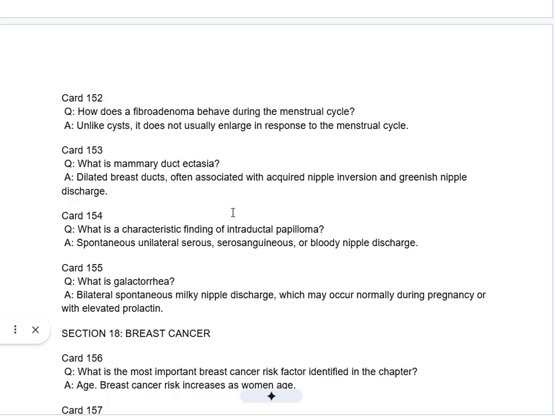Card 154. Q. What is a characteristic finding of intraductal papilloma? A. Spontaneous unilateral serous, serosanguineous, or bloody nipple discharge. Card 155. Q. What is galactorrhea? A. Bilateral spontaneous milky nipple discharge, which may occur normally during pregnancy or with elevated prolactin.